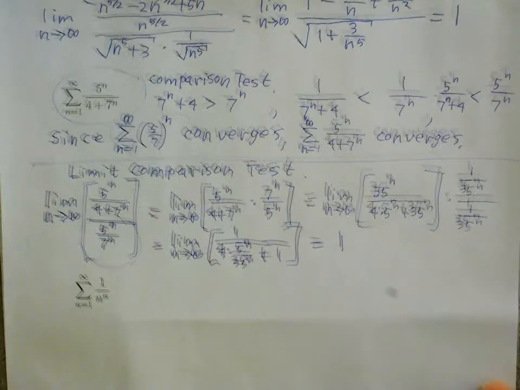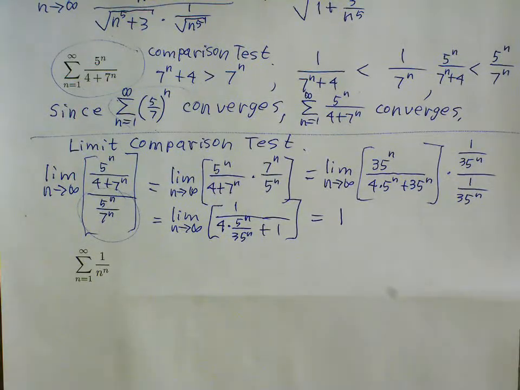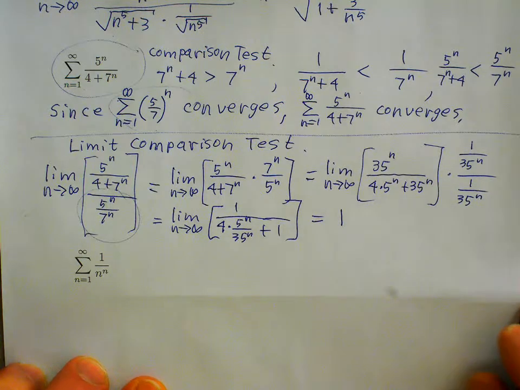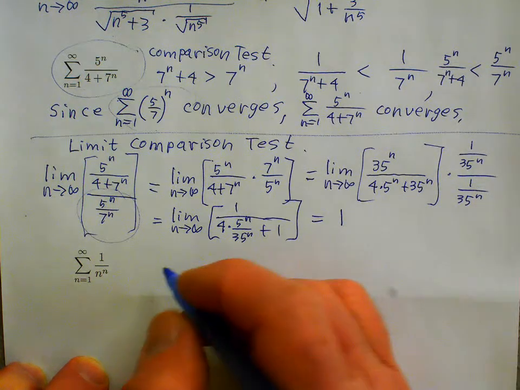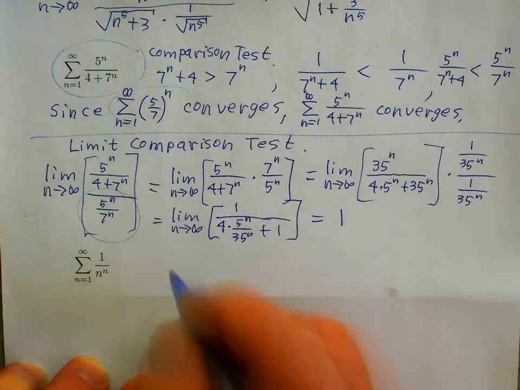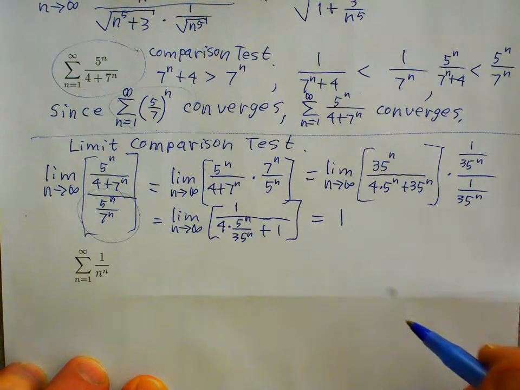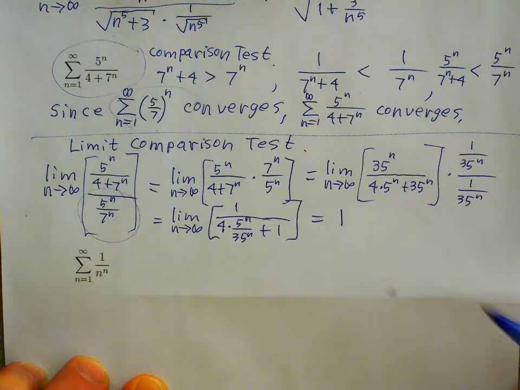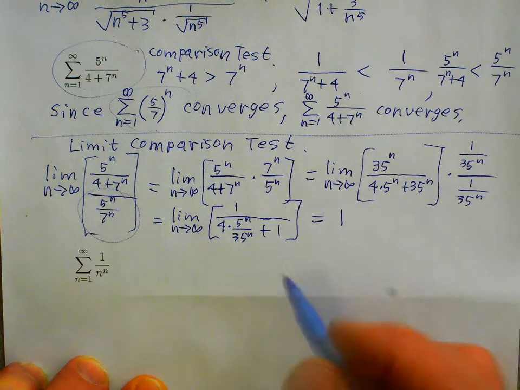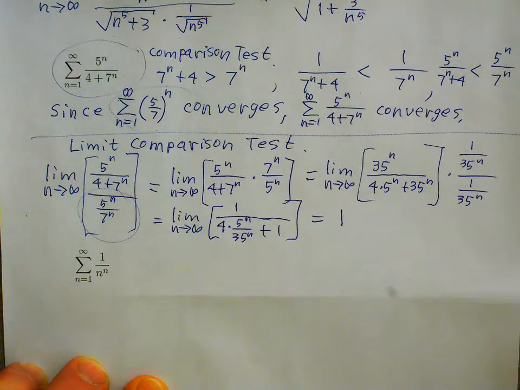Okay, the next one, the infinite series of 1 over n to the n as n ranges from 1 to infinity. Well, we can use either the limit comparison test or the comparison test. So I'm going to compare this series of 1 over n to the n with the series 1 over n to the second.